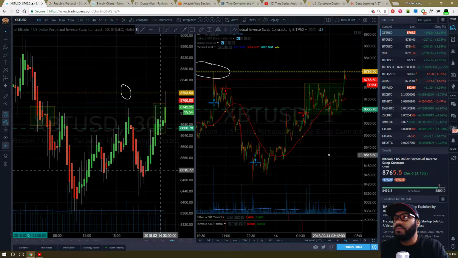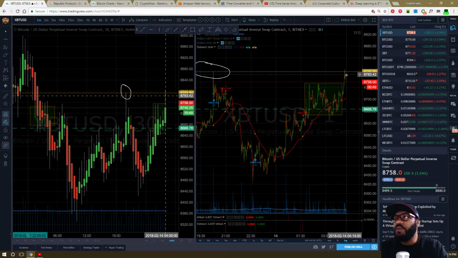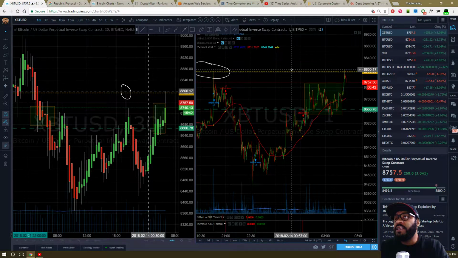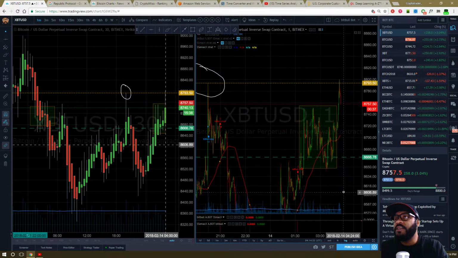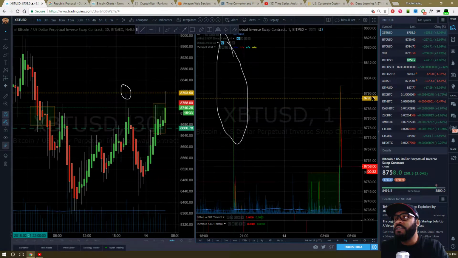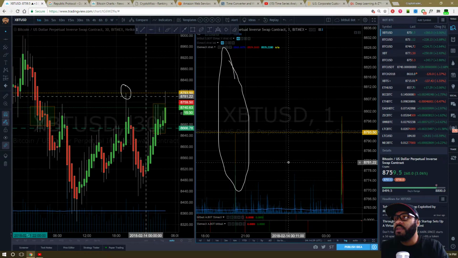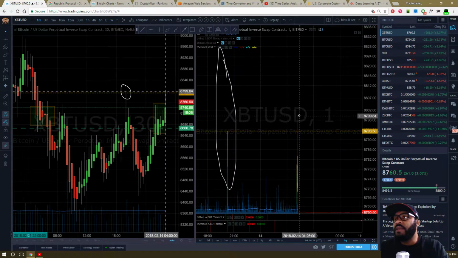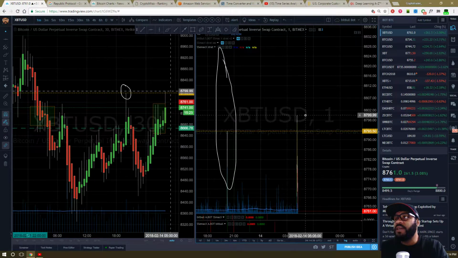Now we're getting rejected again from the 8793, might as well say 8800 level. It did break out higher than before, as you can see right here. If I drill down a little bit more into these zones right here, you should be able to see, without a doubt, that we actually broke that up to the 8800 level. Okay, right there at the 8800 level. Amazing, right?